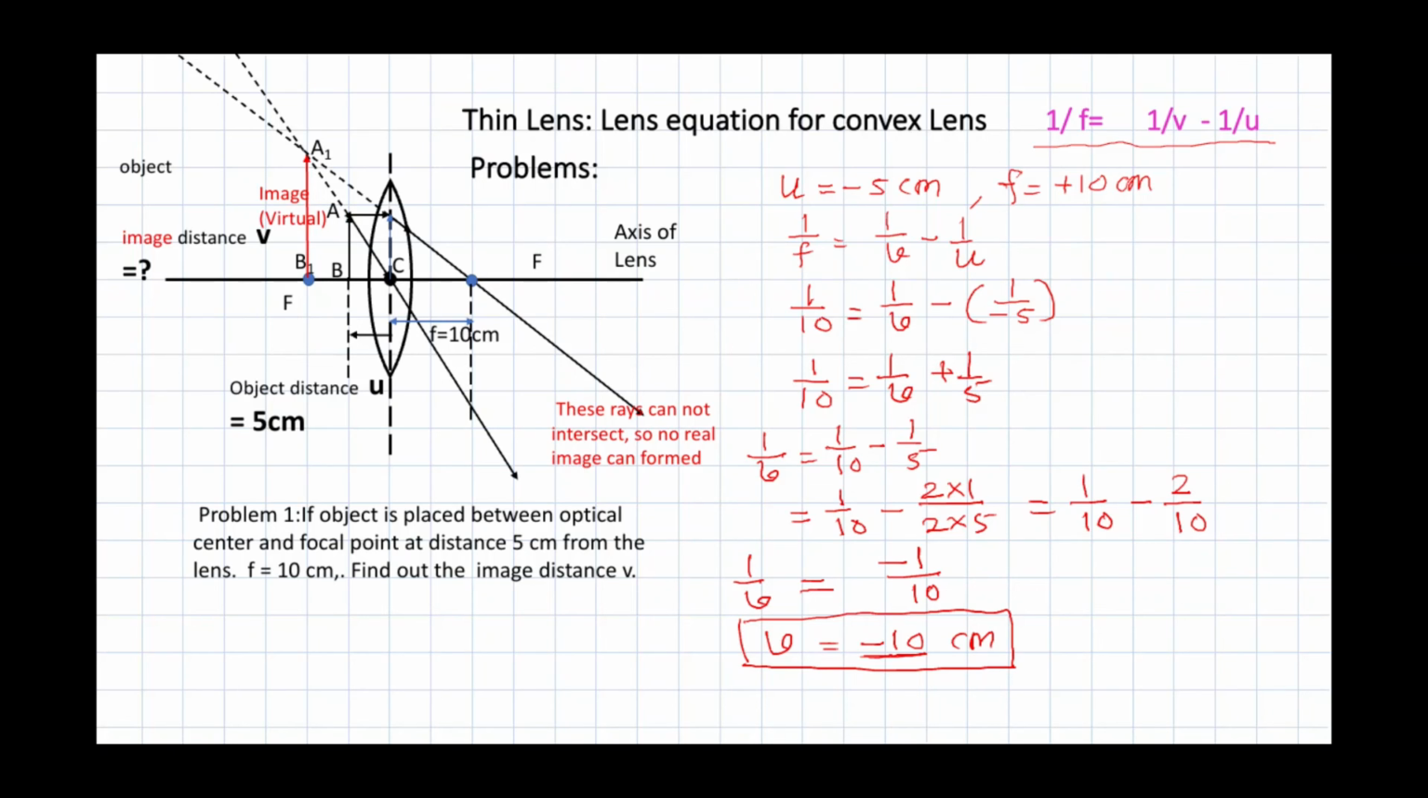Now in this case, remember that the image is virtual, that is to the left of the optical center. The second thing is the image is erect. And the image is magnified. Magnified means the size of the original object is less than the image, so it is called magnified.